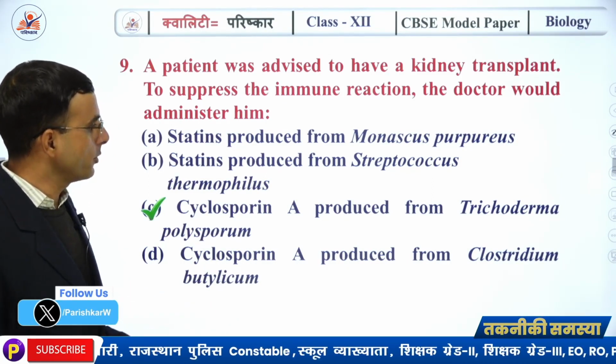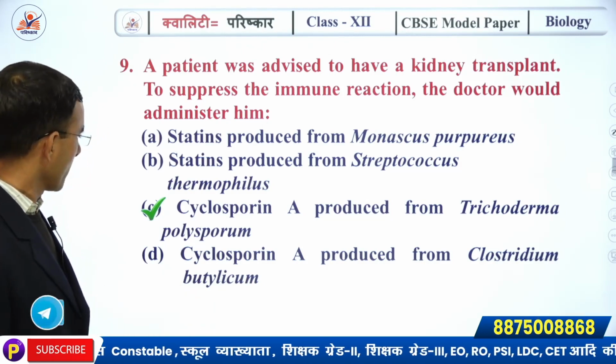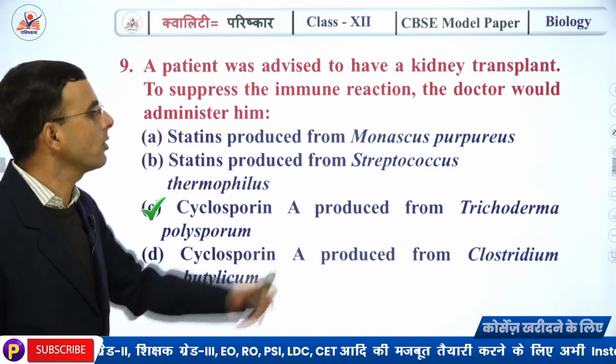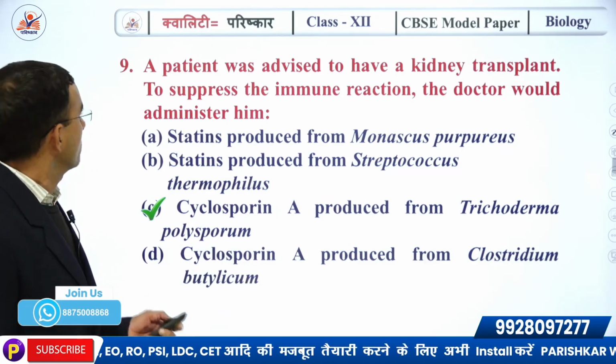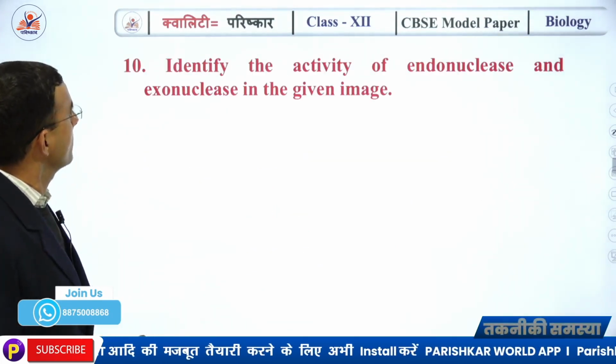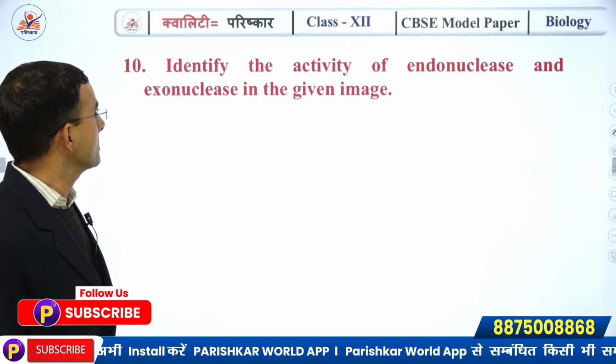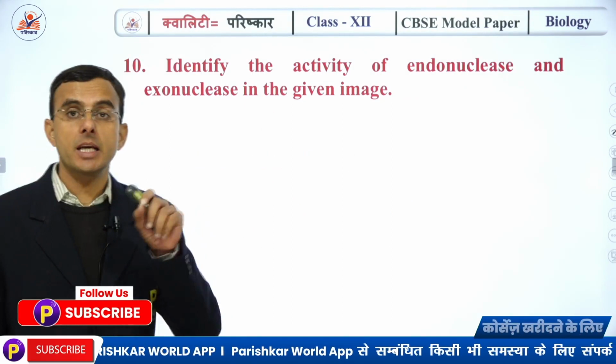Cyclosporin A is produced from Trichoderma polysporum. So that is the medicine, and the medicine is obtained from this one. So that is the simple answer. Now the next one is to identify the activity of endonuclease and exonuclease in a given image.